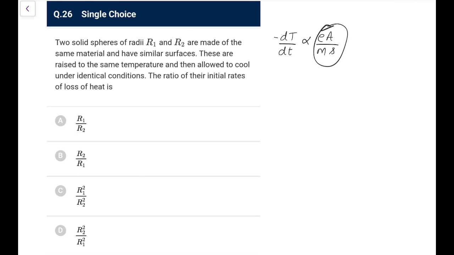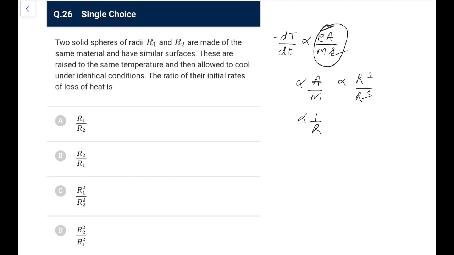With similar surfaces, E will be the same, and the material is the same, so S will be the same. So it is proportional to A by M. Now for a solid sphere, area is proportional to R square and M is proportional to R cube, so you can say it is proportional to 1 by R. So the ratio of the initial rate of loss would be inverse to the radius.